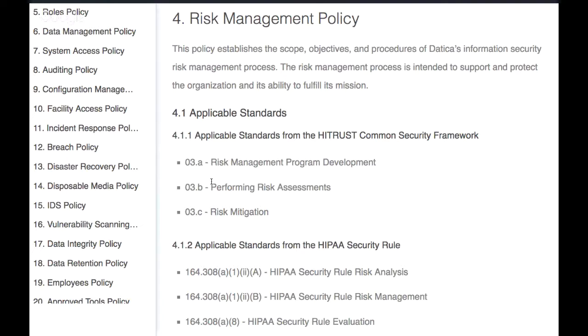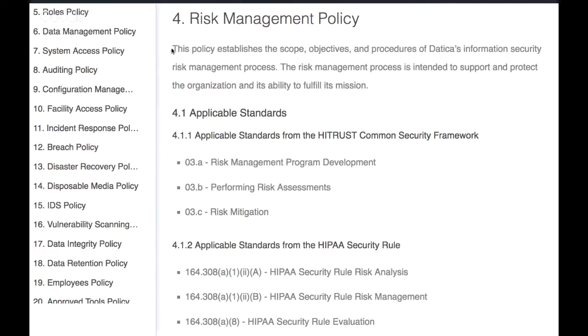Anyway, I'll be covering the risk management policy from the Datica website, and this is an effort to incorporate all these policies into my product. This is the first time I'm reading it, so you can follow along while I'm going through this.